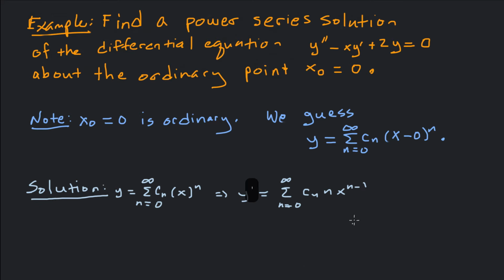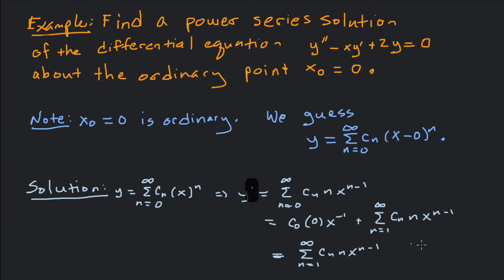Now, this is really interesting because if we plug in n equals 0, this really becomes C0 times 0, x to the negative 1, plus the sum, n equals 1 to infinity, Cn, n, x to the n minus 1. So now this term, when I plug in n equals 0, is actually just 0. So starting this sum at n equals 1 is no different than starting it at n equals 0. So actually we're just going to write that this is the sum that goes from n equals 1 to infinity, Cn, n, x to the n minus 1.